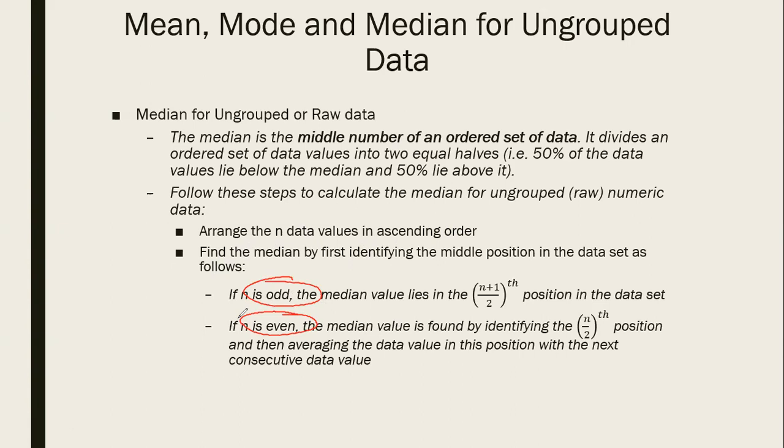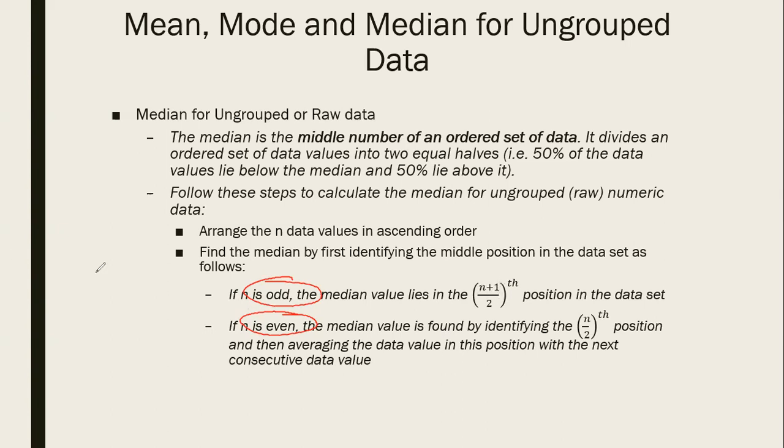So when you are told that maybe there are 100 students, 100 is an even number because it's divisible by 2. But if you are told that it's 19, 19 is not an even number, it's an odd number because it's not divisible by 2. So the first thing is arrange your data values in ascending order. The next thing you need to find is the number of observations. Is it an odd number or an even number? If it is an odd number, then the median lies in the position (n + 1) / 2.